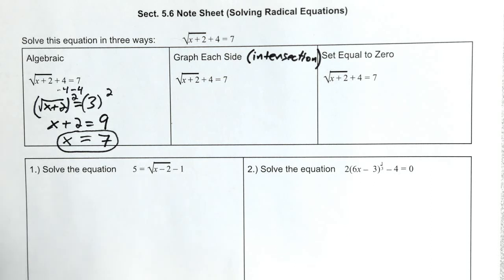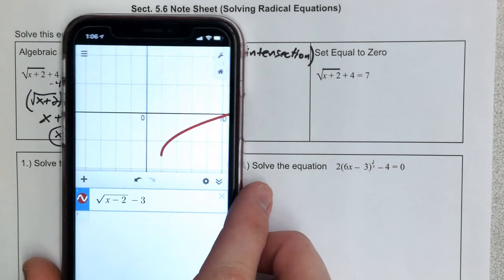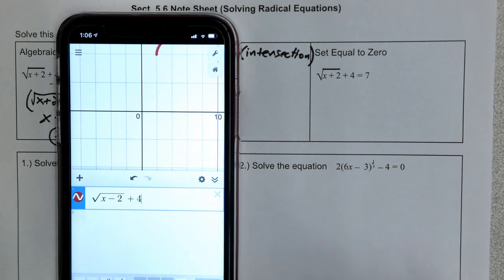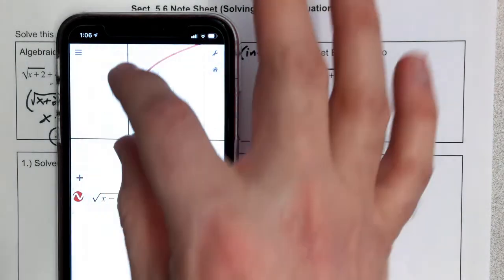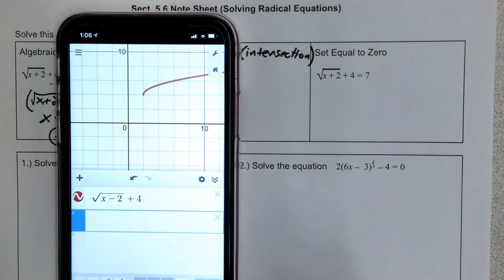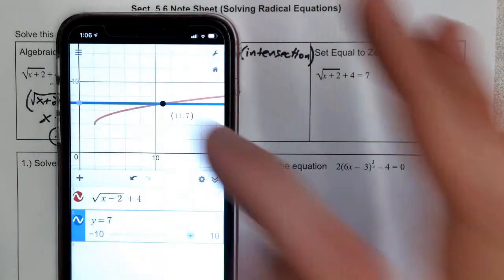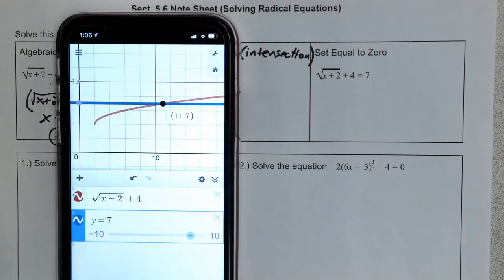So what I've got here, turn on the projector mode, is the square root of x plus 2, and I should have left this as just plus 4, I'm sorry, plus 4. So there's that graph there. And then I've got y equals 7, so I'm going to graph the other side, y equals 7. And then I'm going to find the intersection. The intersection shows up here.